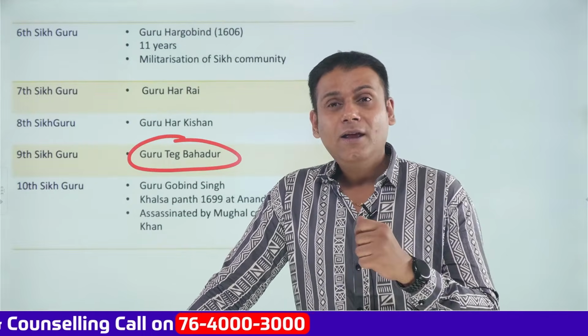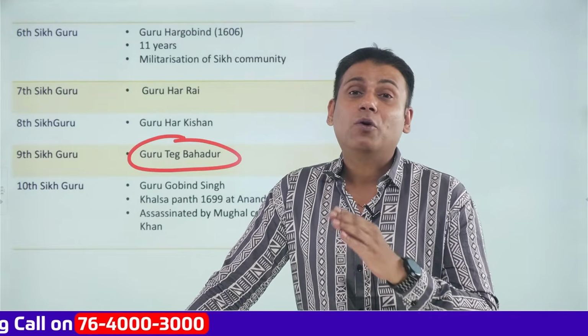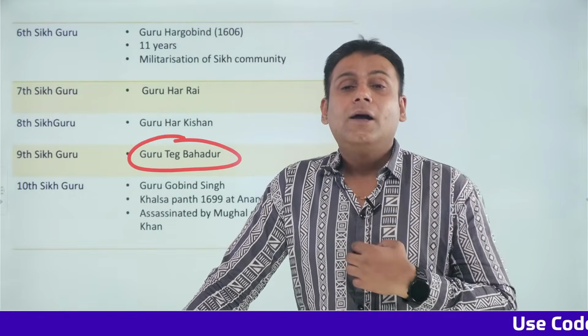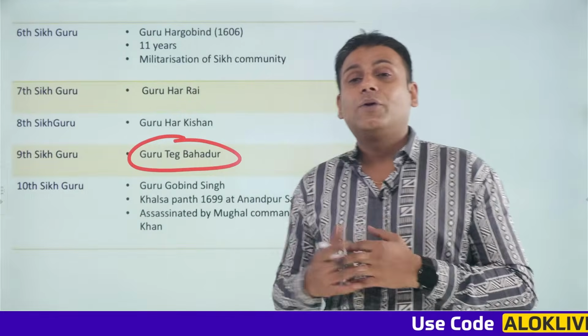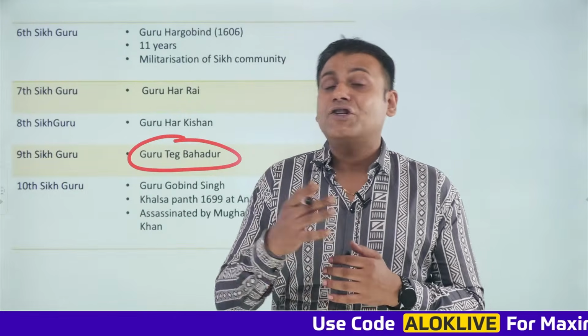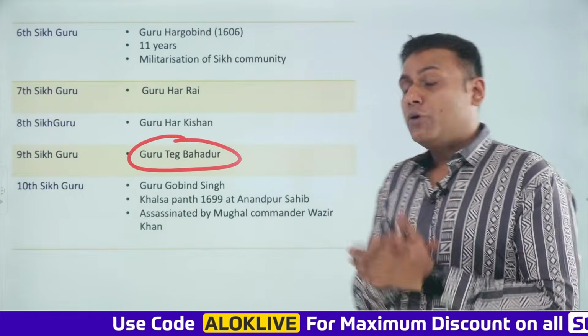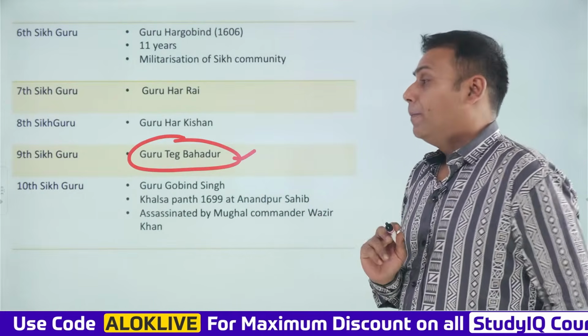And finally, Guru Tegh Bahadur ji, his head was being cut. So he was being executed. And the place where Guru Tegh Bahadur ji was executed, today stands a Gurudwara which is referred to as Sheesh Ganj Gurudwara, located in Delhi. So the 9th Sikh Guru was Guru Tegh Bahadur ji.